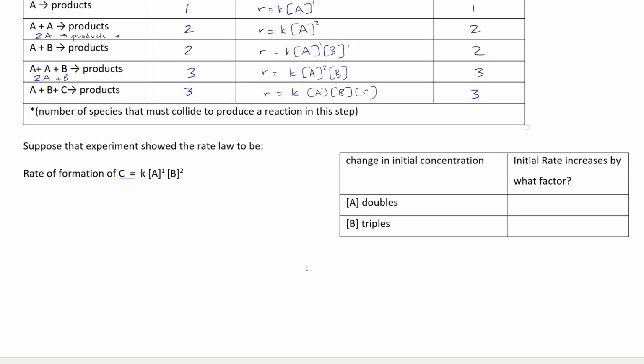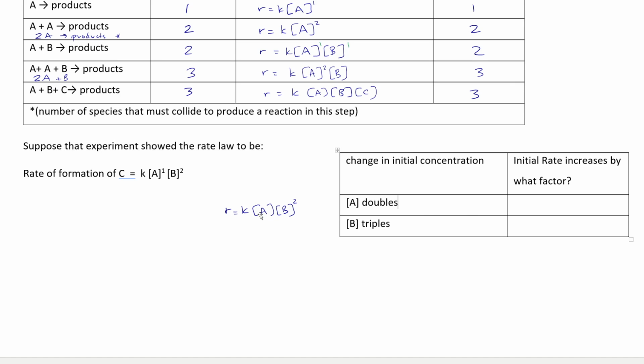Now, suppose that experiments showed the rate law for the rate of formation of C to be R = k[A]¹[B]². So we have this right here. I'll just rewrite that over here: R = k[A]¹[B]².